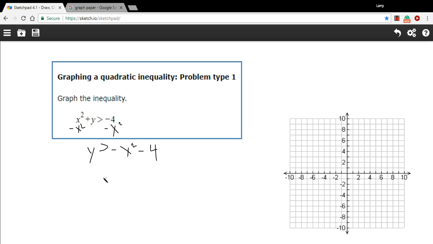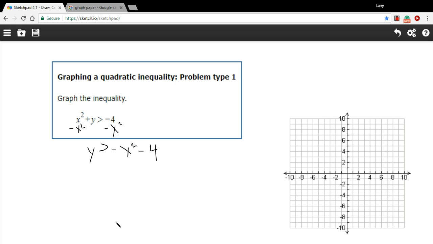Now, when we graph this quadratic inequality, we're going to have a parabola. In this case, it's going to be a downward facing parabola because the sign of the x squared term is negative. And then the line of the graph is either going to be dashed or solid depending on the inequality sign. In this case, it's going to be dashed because we have a greater than instead of a greater than or equal to. And then we're going to shade either above or below that parabola. In this case, we're going to shade above because it says y is greater than. So that means we want all the y values above the parabola.